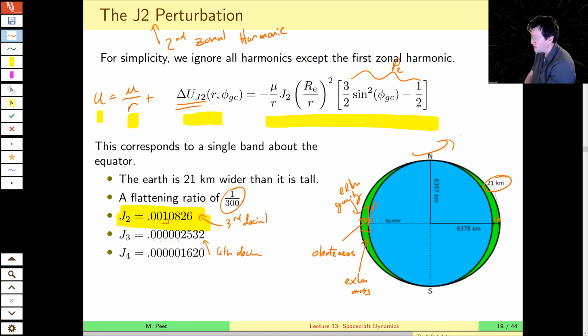Now, the J3 actually does have an effect. We're not going to talk about it, but it does have an effect, and you can use it actually to design repeating ground tracks and frozen orbits and stuff like that. But again, we won't talk about it.